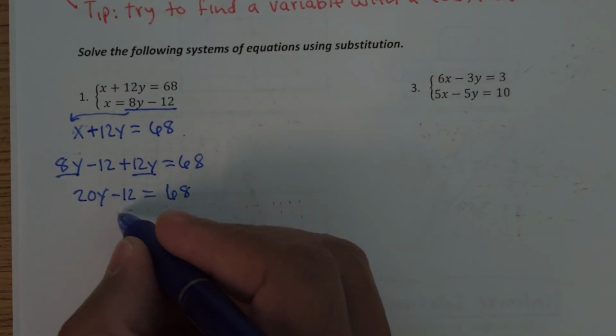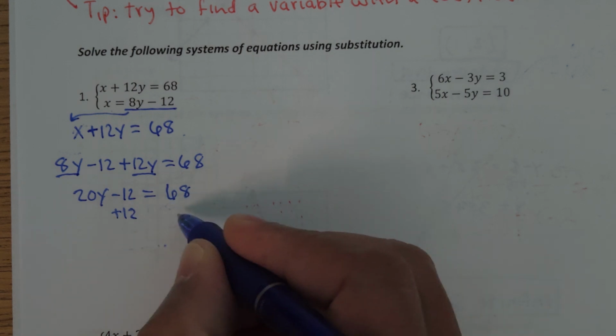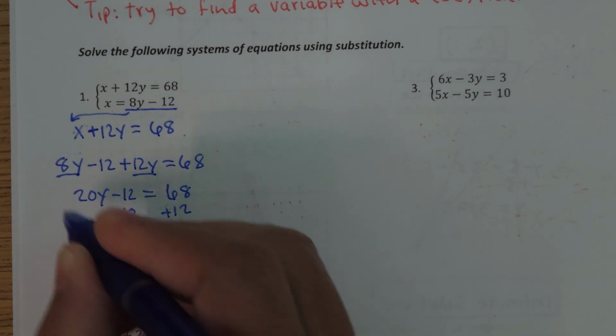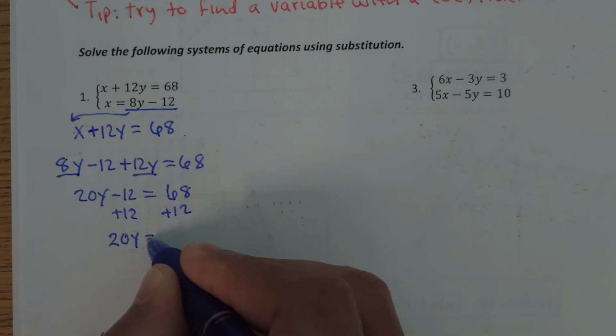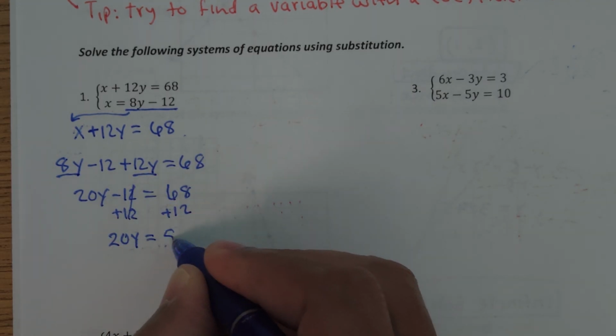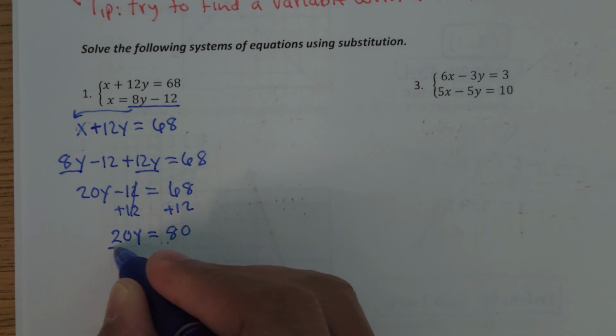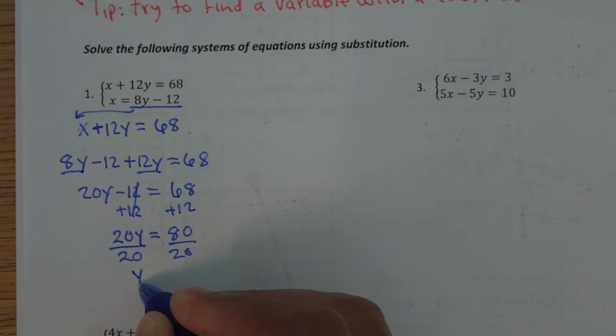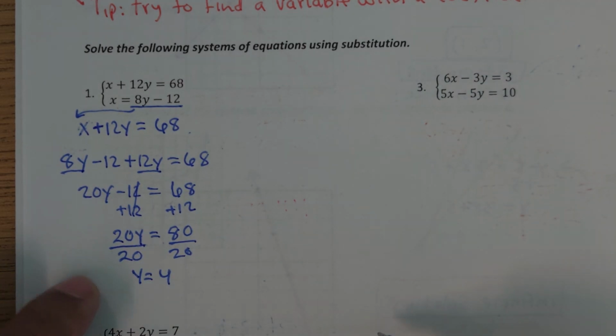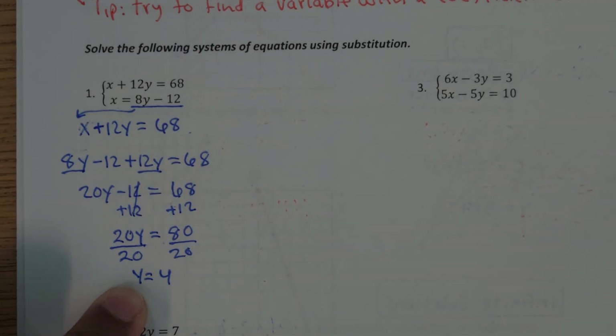Then I'm going to add the 12, or if you want to say jump the 12, which means I'm going to add 12 to the other side. We have 20y equals 80, and then for y we divide by 20. So then we find that y is equal to 80 divided by 20, which is 4. Okay, so this is the y coordinate. So next we need to find the x coordinate.